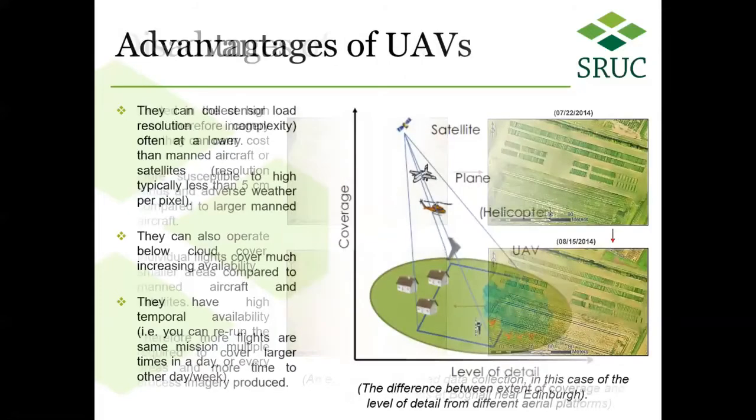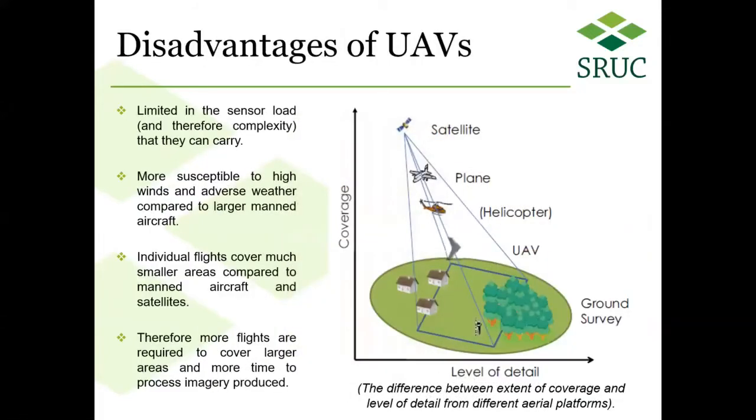Disadvantages, of course, there are always going to be disadvantages. Generally, the sensors that are on them, whether they're cameras or a more complicated multispectral sensor, are going to be less complex than you'd get on a plane or on a satellite. They're also more susceptible to things like high winds and adverse weather.